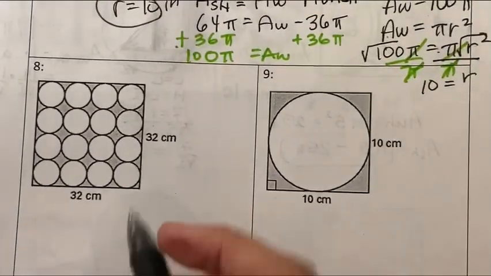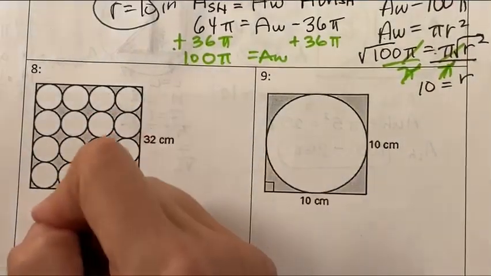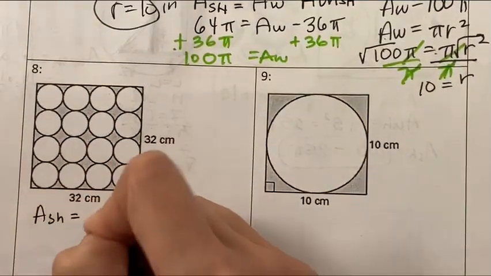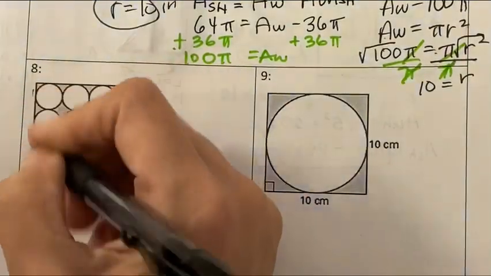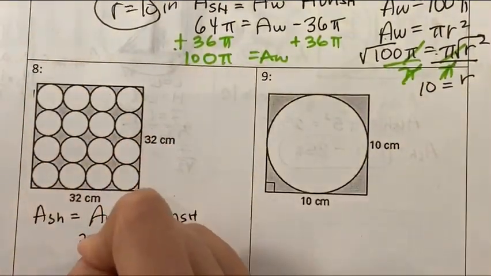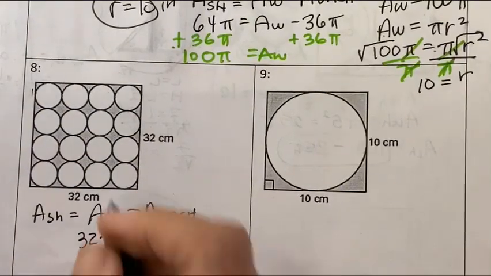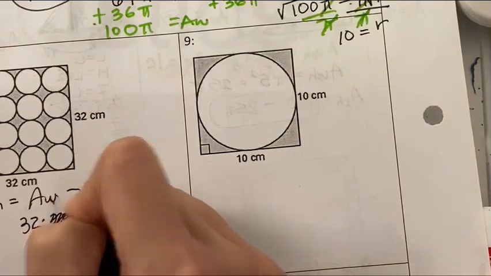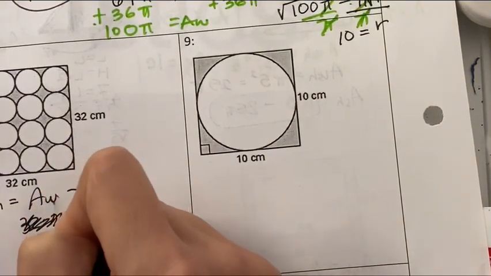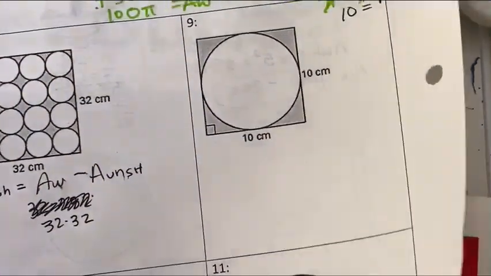All right, next one. Ooh, this one's kind of neat. The area of the shaded is the area of the whole thing minus the area of the unshaded. So what is the whole thing? It looks like it's 32 times 32. 32 times 32. Okay?